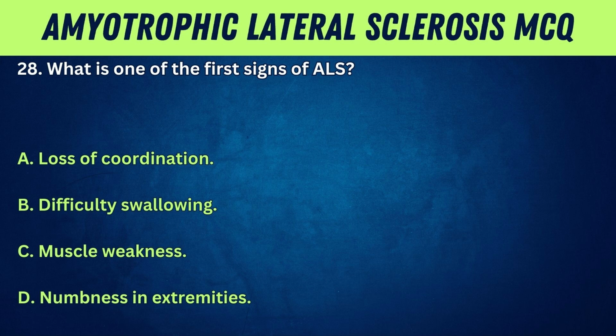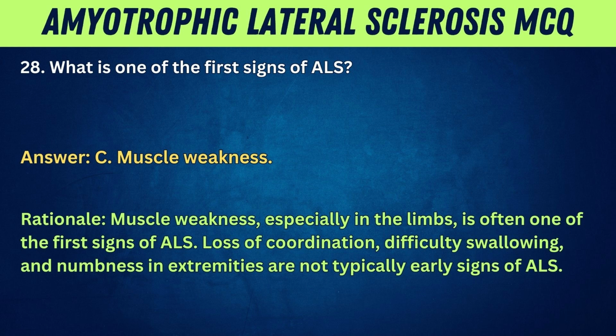28. What is one of the first signs of ALS? A. Loss of coordination. B. Difficulty swallowing. C. Muscle weakness. D. Numbness in extremities. Answer: C. Muscle weakness. Rationale: muscle weakness, especially in the limbs, is often one of the first signs of ALS. Loss of coordination, difficulty swallowing, and numbness in extremities are not typically early signs of ALS.